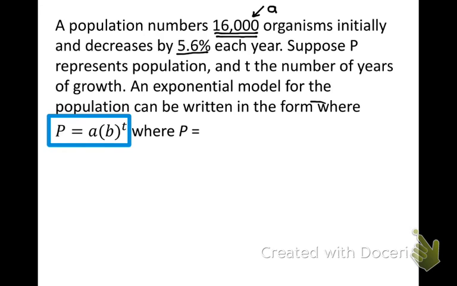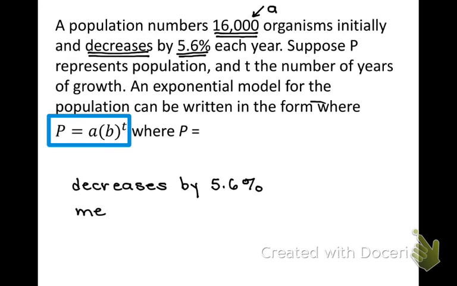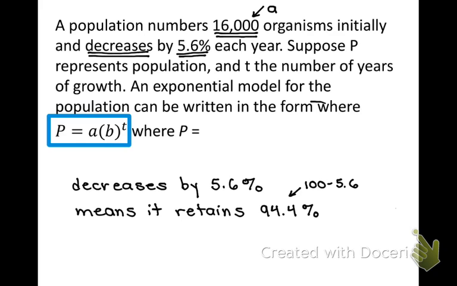Okay. My B value decreases by 5.6%. If something decreases by 5.6%, that means it retains 94.4%. The way you can get that is do 100 minus 5.6, and you're going to get 94.4. 94.4% is how much it retains each year.